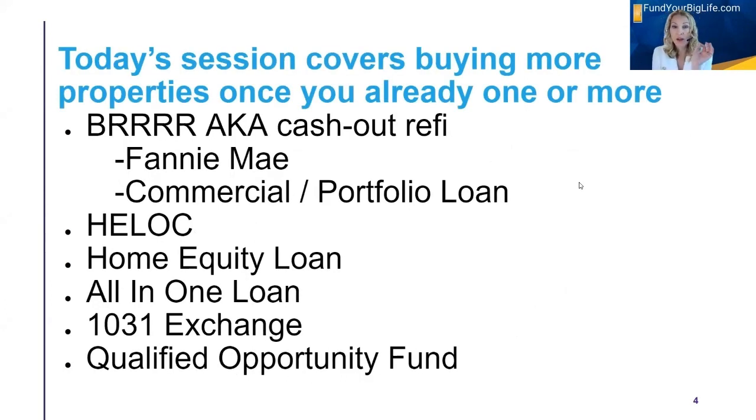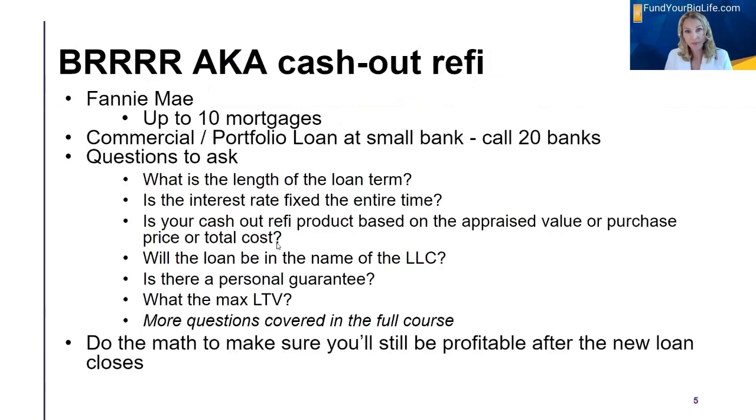Today's is going to be on these methods. I'm going to talk about the BRRRR method. I'm going to talk about using a home equity line of credit. I'm going to talk about using a home equity loan, which is a little bit different. And I'm going to talk about something called an all-in-one loan, a 1031 exchange, and a qualified opportunity fund. Those are just a few different ways that you can leverage the equity in your current properties, and that's what we're going to go into detail on today.